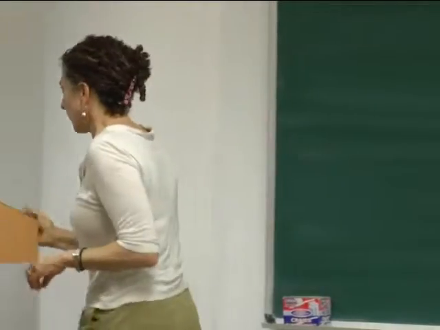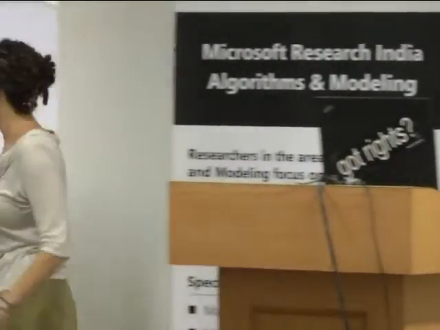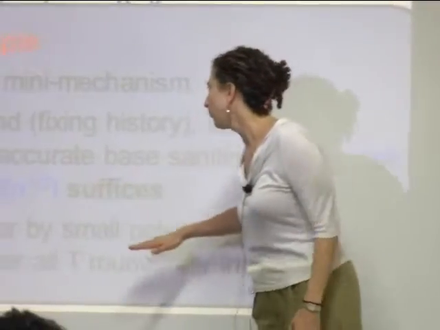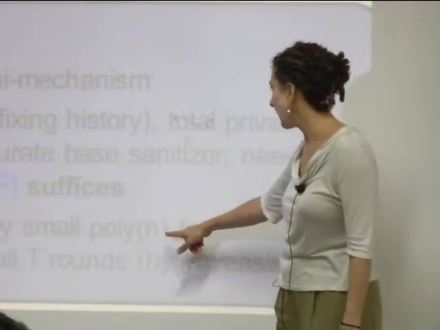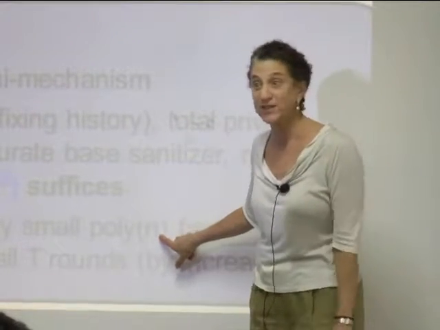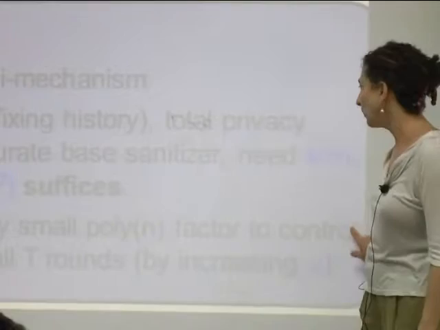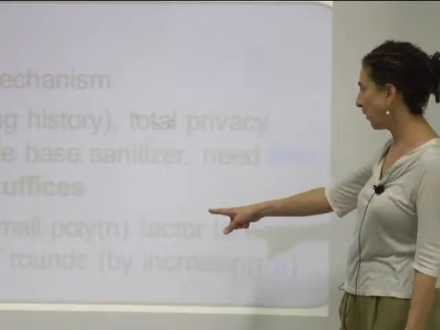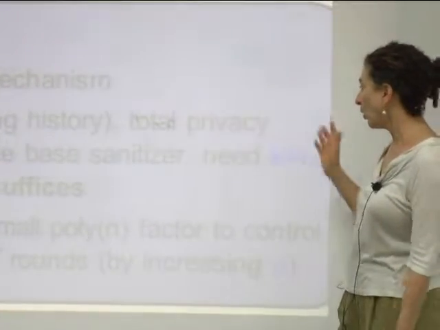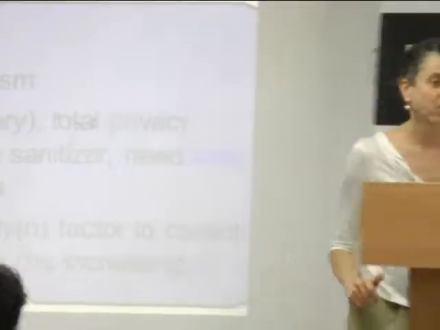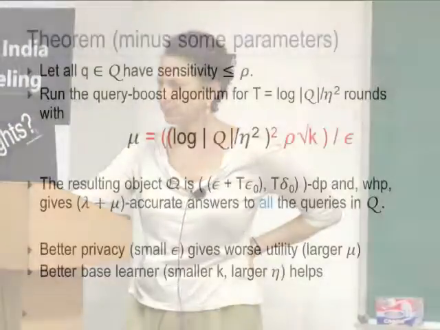So this number is so small that we could even afford to increase this by a small polynomial, like n to the 1/6. And that will allow us to control the cumulative privacy loss over all t rounds of our algorithm by increasing mu just a little bit.